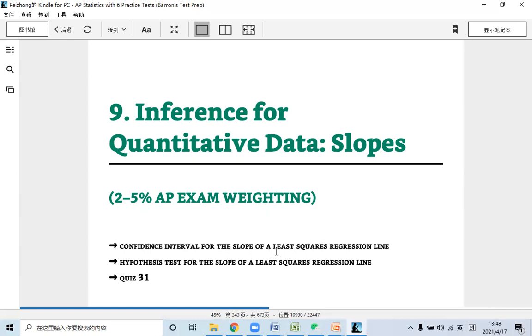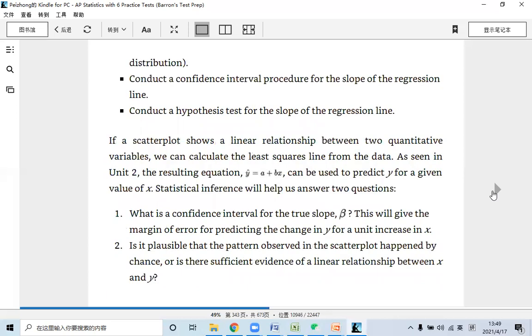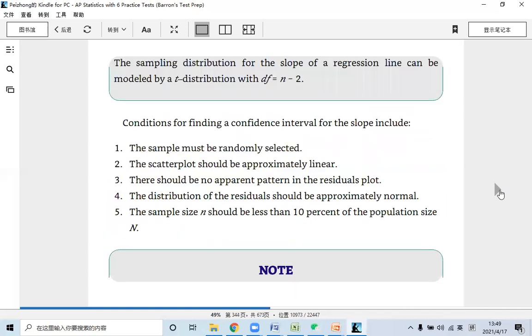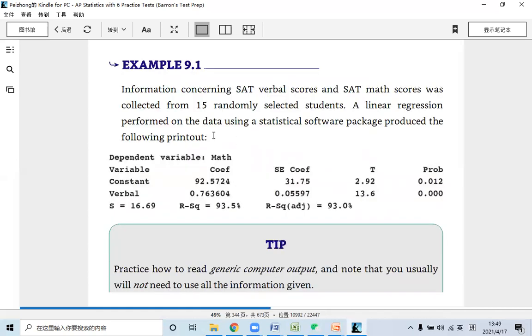This part is all about regression. We talked about a least squares regression line. This was at the beginning of the course. We talked about how to calculate correlation and how to calculate regression. Now we want to do a hypothesis test for the slope of the regression line. Let's look at an example.